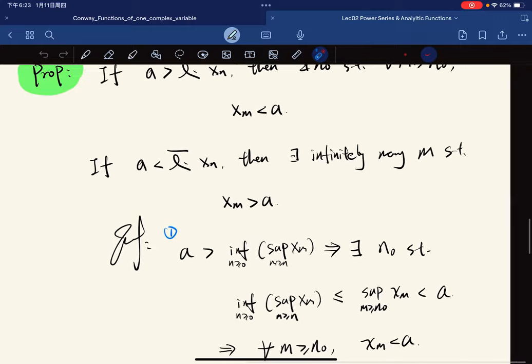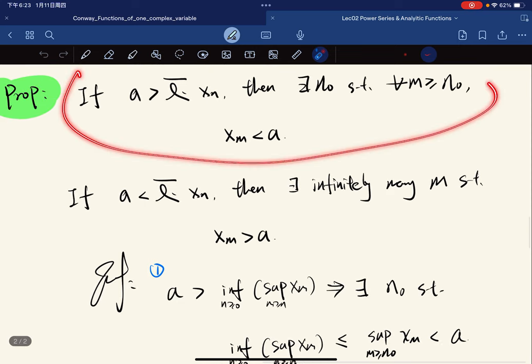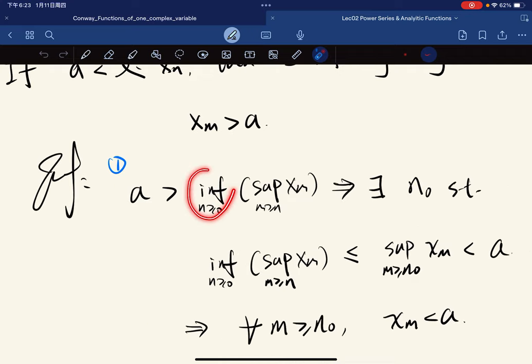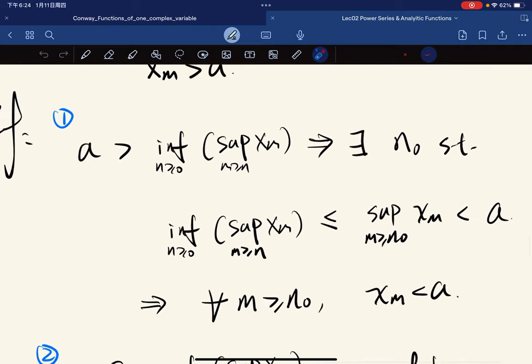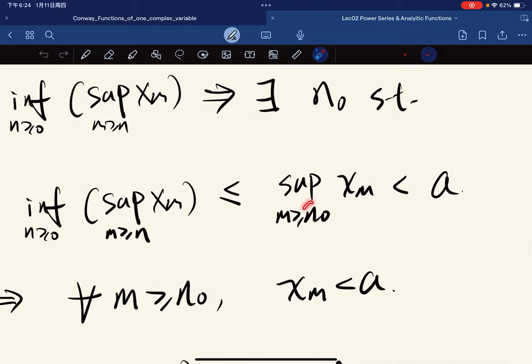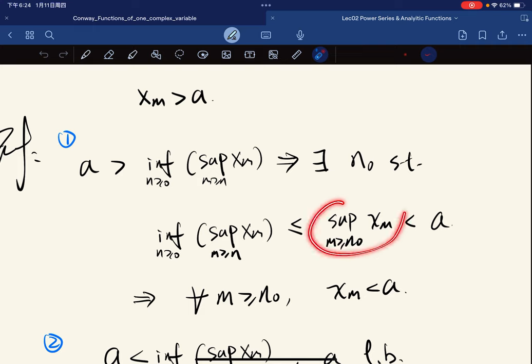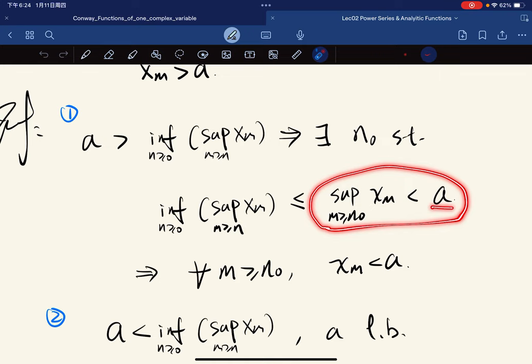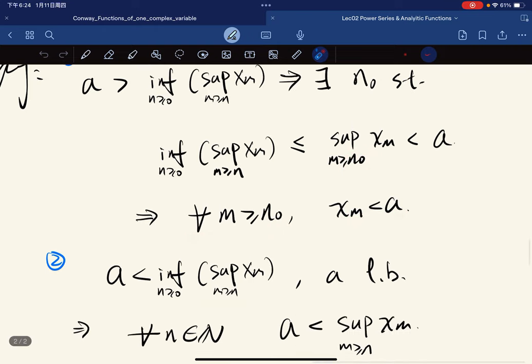Okay, so first, let's prove the first statement. Because a is greater than the upper limit, which is a greatest lower bound, you're greater than the greatest lower bound, so you're not a lower bound. That means there exists an n naught such that this term is strictly less than a. Analyzing this means that a is an upper bound of x_m for all m greater than n naught. This is the meaning. Okay, so we're done.